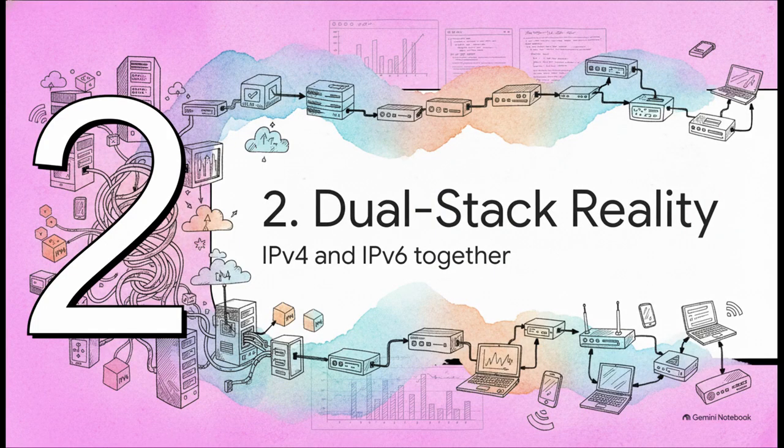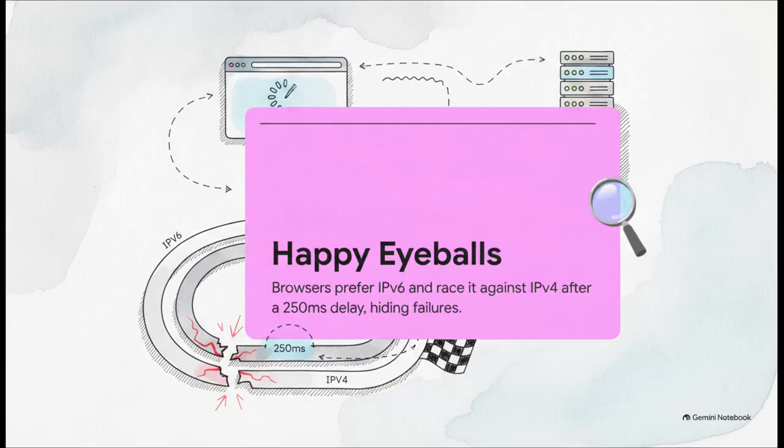Moving on to Section 2, the dual stack reality, IPv4 and IPv6 working together. Let's look at what happens when both of these protocols are running side by side in production. Because, let's face it, that's exactly where most of you are operating today. So have you ever wondered why a website feels painfully sluggish, but when you run a basic ping test, it looks perfectly fine? Enter Happy Eyeballs, which is defined in RFC 8305.